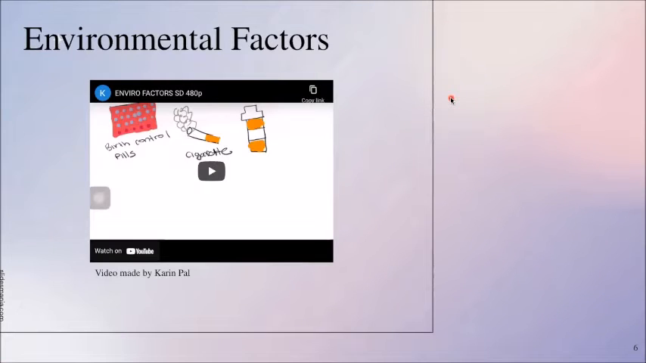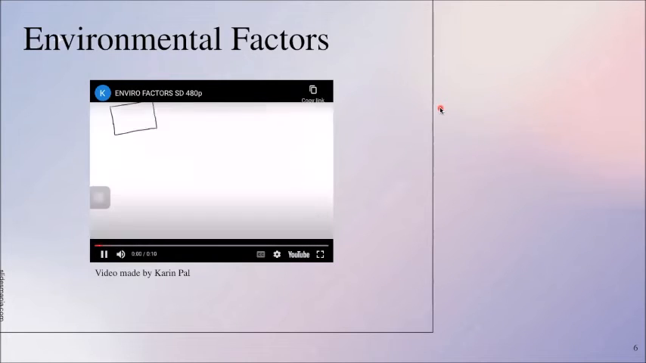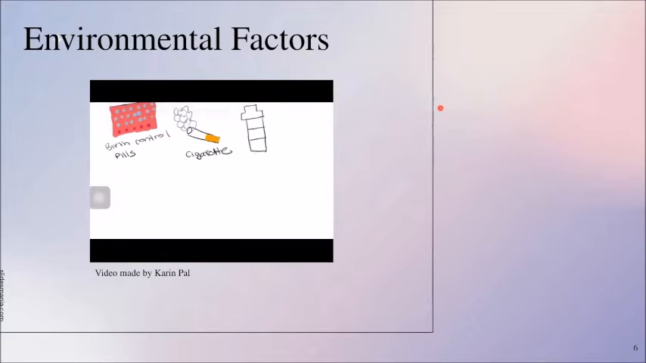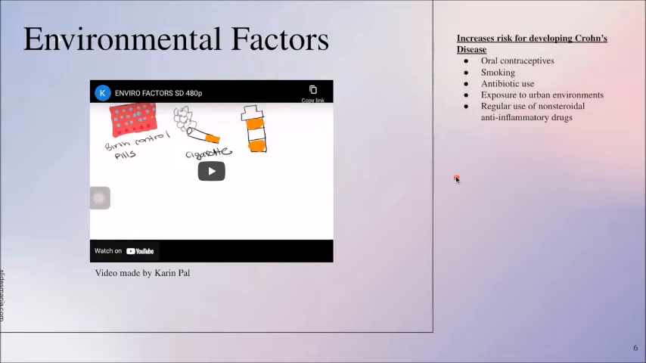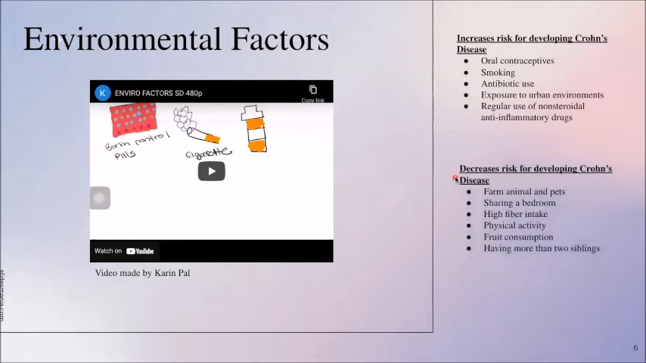Environmental factors play an important role in the development of Crohn's disease. Environmental factors that have been associated with the increased risk for developing Crohn's disease include oral contraceptive usage, smoking, antibiotics, exposure to urban environments, and regular use of anti-inflammatory drugs. However, environmental factors that are associated with a decreased risk include exposure to farm animals and pets, sharing a bedroom, high fiber intake, physical activity, fruit consumption, and having more than 2 siblings.